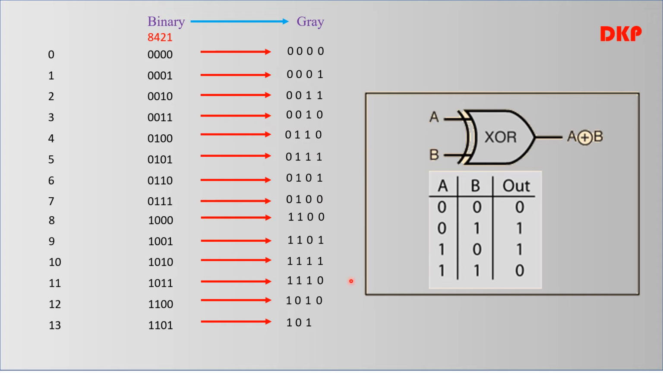So this is the gray code for the numbers from 0 to 15. The binary of these numbers have been converted to its gray code.